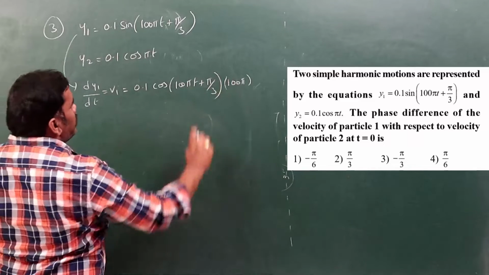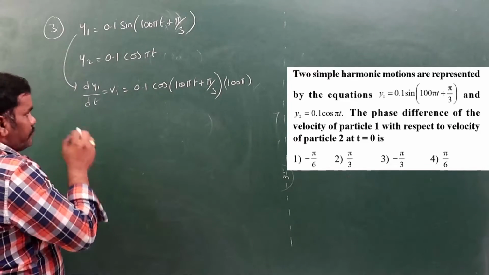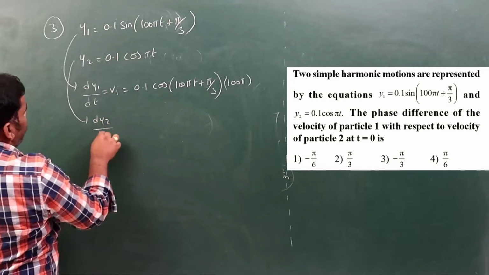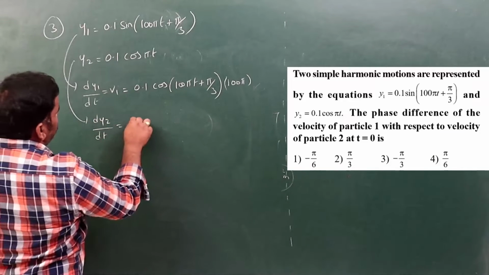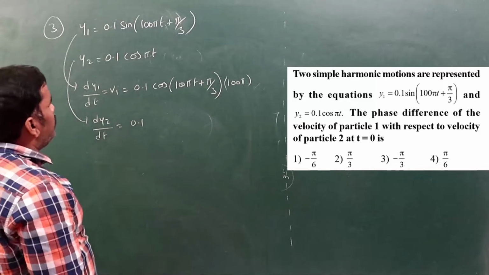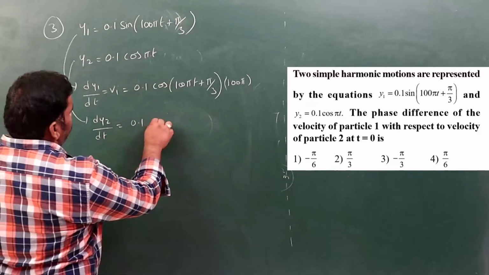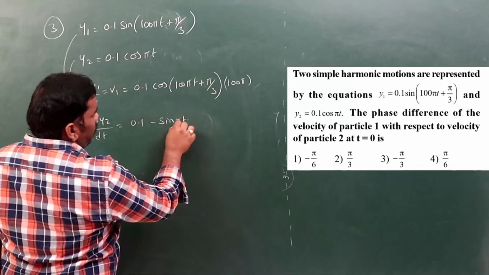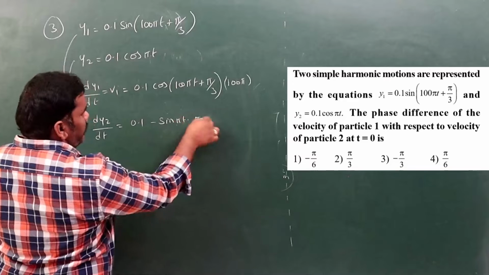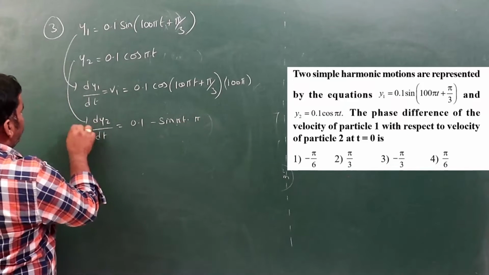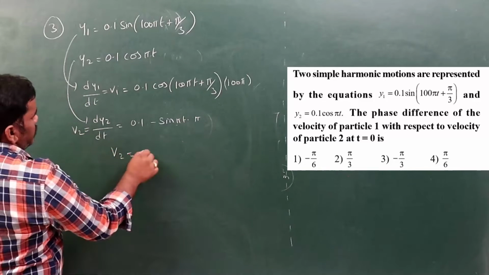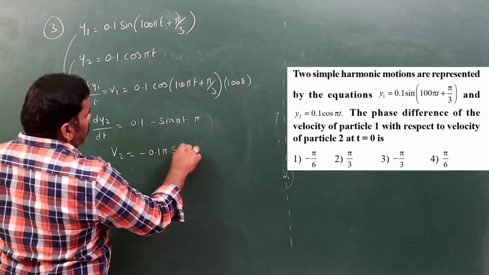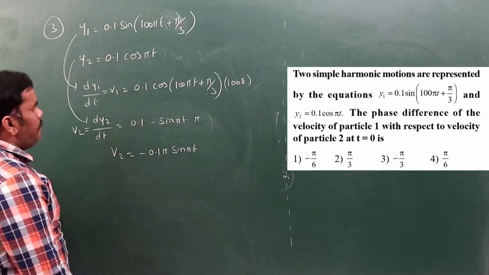This one is also once again differentiation. Next, the second one: dy2 by dt is equal to 0.1 times the differentiation of cos theta, which is minus sin theta, into omega t, once again pi. So that is equal to v2. So v2 is equal to minus 0.1 pi into sin pi t.